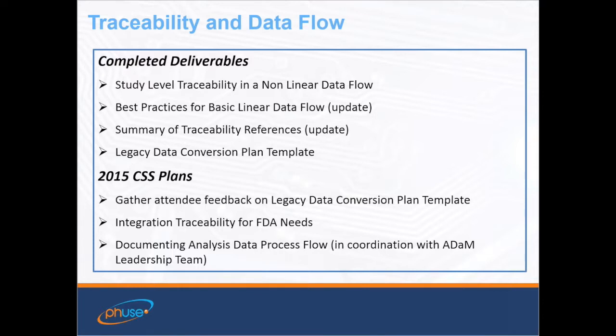So for the first team, the traceability and data flow, there have been a few different very important pieces finished. There's a study level traceability and a nonlinear data flow document. There's the best practices for basic linear data flow, some updates made, some more updates around the summary of traceability references. There's work being done now on the legacy data conversion plan template, which is again mentioned in that guidance document. So it's important and everyone needs to do it.